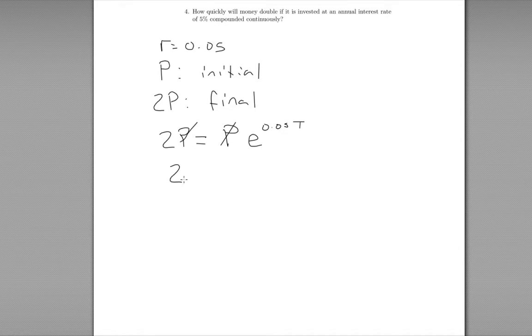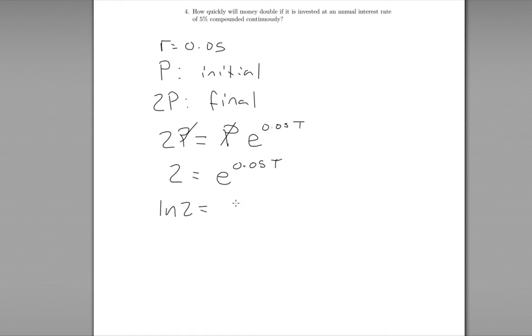So now we have an equation that looks like 2 = e^(0.05t). And now, t is the thing we're trying to solve for, and it's an exponent, so it would be good if we dragged that out of the exponent. So what we're going to do is take the log of both sides. What log should we use? Well, we should use the log that is base e, which is the natural logarithm. So this becomes ln 2.